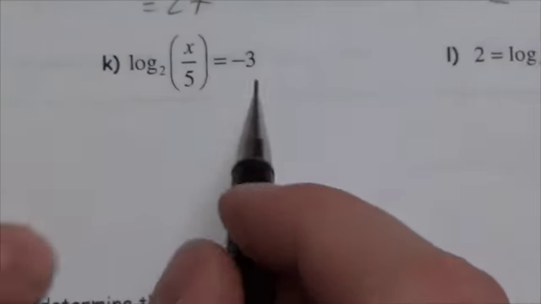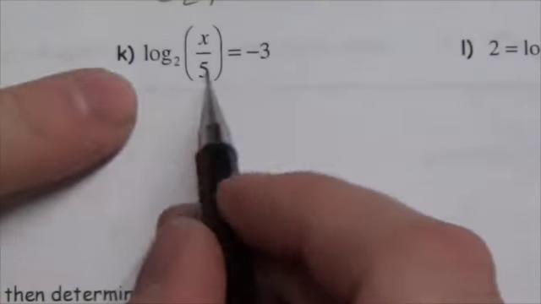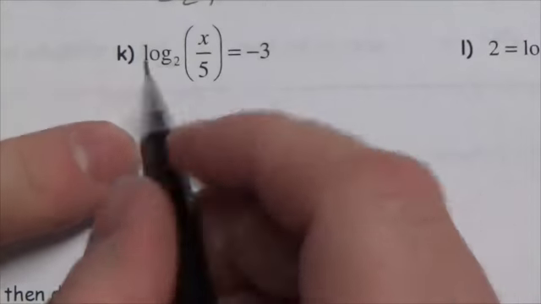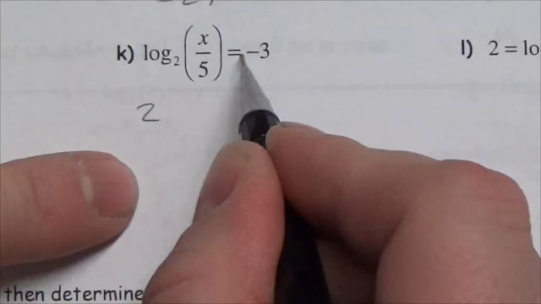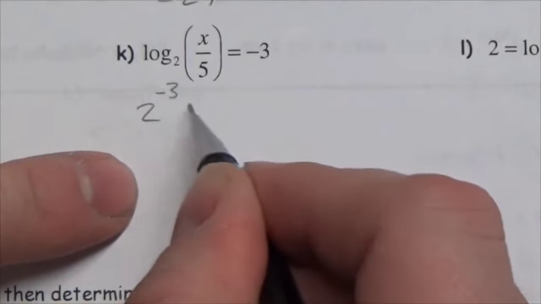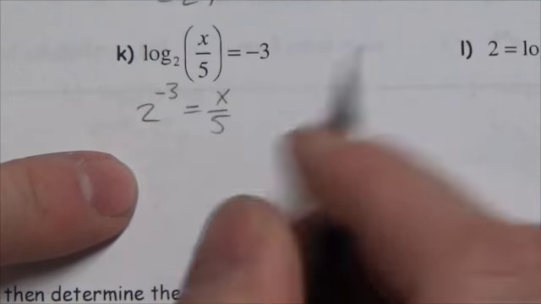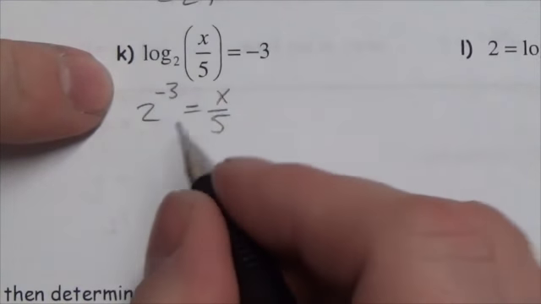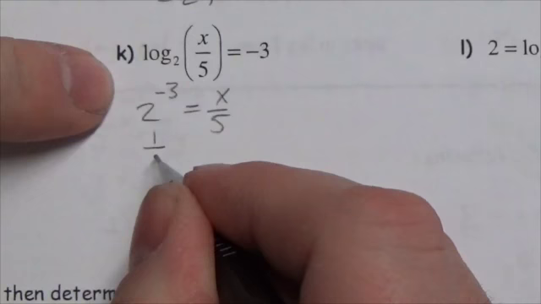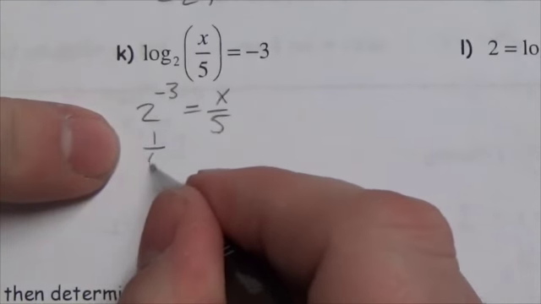Okay, another logarithmic equation here. So again, I'm just going to convert forms here. So base is going to equal the exponent, the logarithm equals the exponent. So 2 to the negative 3, this will equal x over 5, whatever we're taking the log of. Okay, 2 to the negative 3, the negative is going to cause a reciprocal to occur, and 2 cubed is going to be 8.